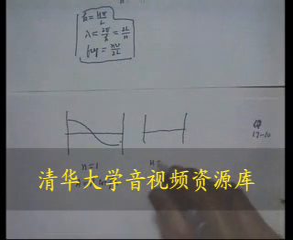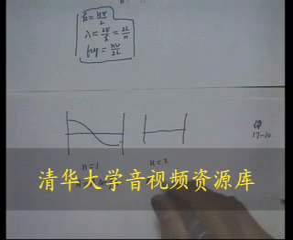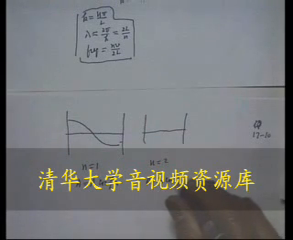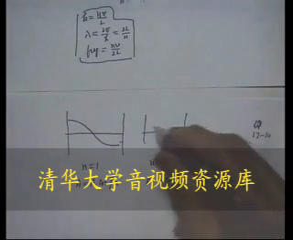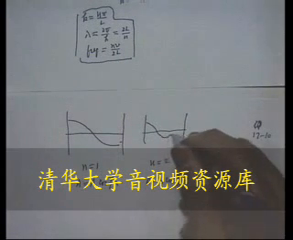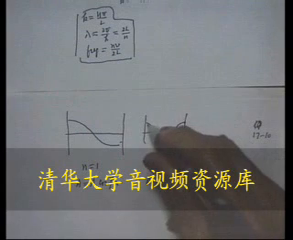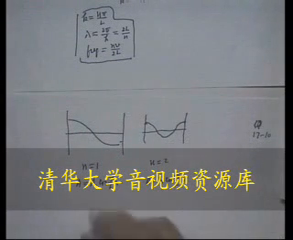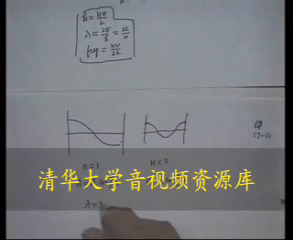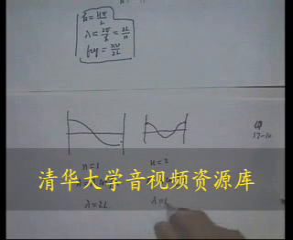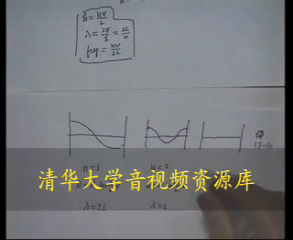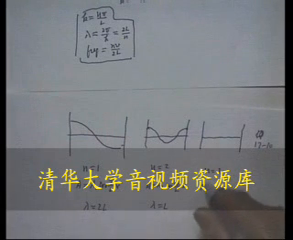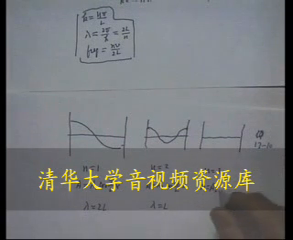N equal to 2. A is equal to A0 cosine 2 pi over L x. In this case, lambda is equal to 2L. In this case, lambda is equal to L. N equal to 3. A is equal to A0 cosine 3 pi over L x.